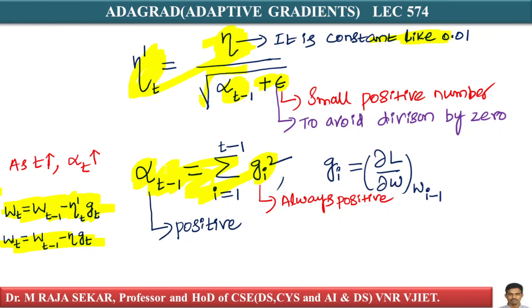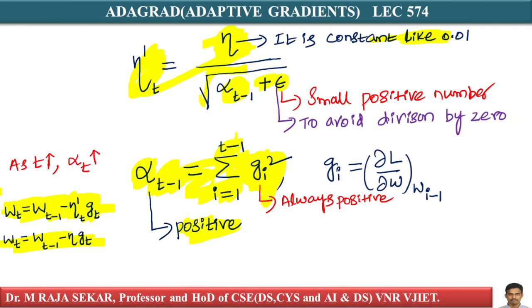Alpha t minus 1 is the summation from i equal to 1 to t minus 1 of gi square, the gradient squared, which is always positive. That's what we are saying. It is a summation of squares. Therefore, alpha t minus 1 is always positive, as it is the sum from the first iteration to the t minus 1th iteration.